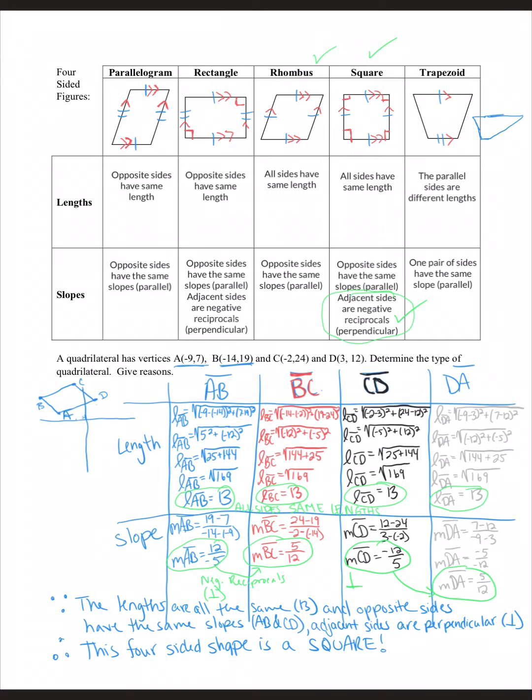So you'll continue to practice being able to identify triangles or four-sided shapes based on the length of the sides and what's going on with the slopes. That's all for your note for today.